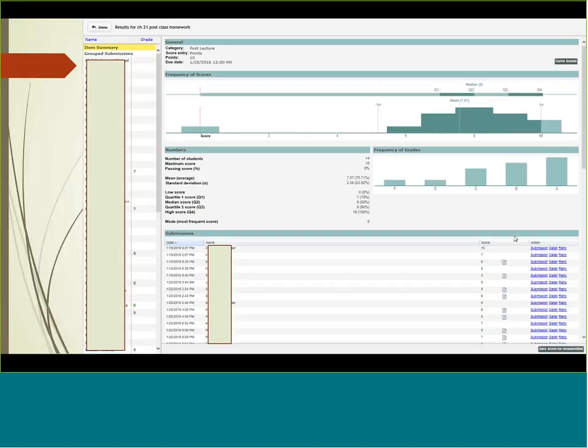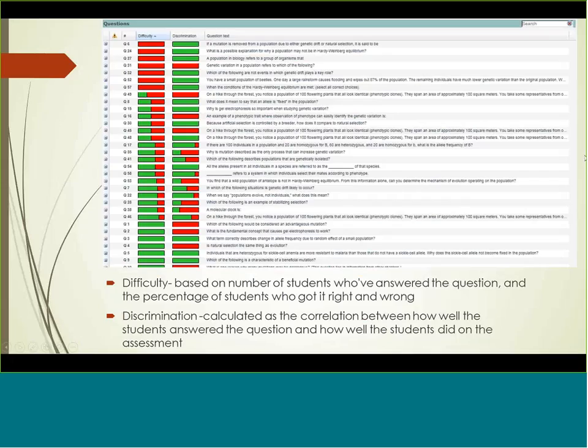These are the results. I've covered up my student names, and this was actually before the due date, and so I had quite a few students that were getting their work done, which was great. And it's probably no surprise that the first students getting the homework done are doing really well, and I can take a look at what their scores look like individually, but then I can see an overview for the questions, and it gives me the difficulty and the discrimination. So the difficulty is based on the number of students who've answered the question and the percentage of students who got it right and wrong.